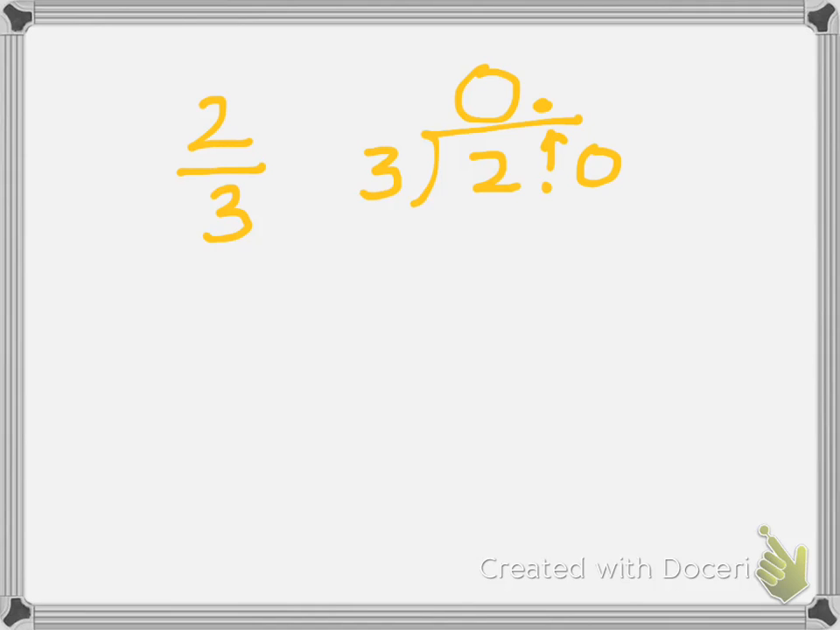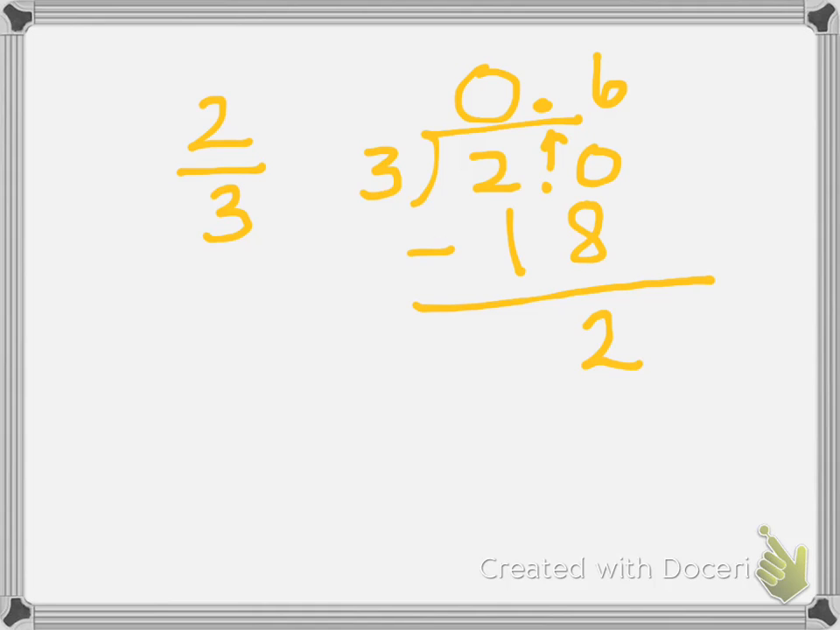This tells me now I'm looking at my tenths. So how many times can 3 go into 20 tenths? Or how many times can I count by 3 to get to 20? 6 times 3 is 18. Subtract it out, and I'm left with 2.